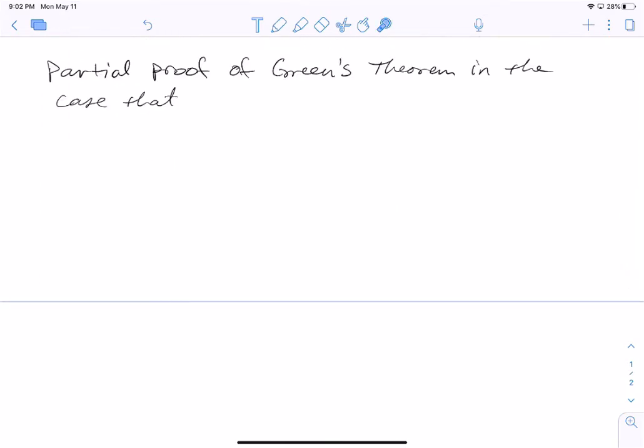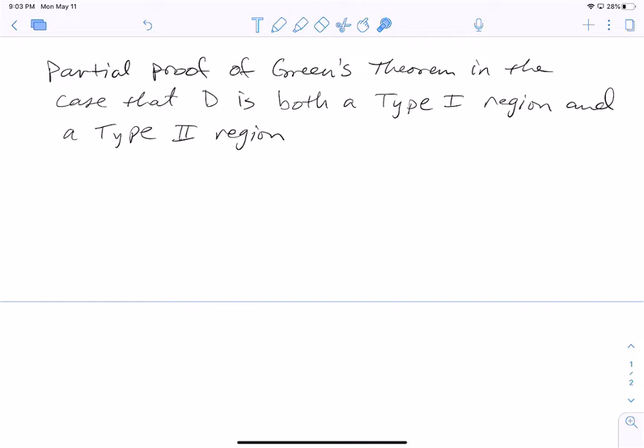We're going to see a partial proof of Green's theorem. And this partial proof is actually only in a special case. It's in the case that D is both a type 1 region and a type 2 region. I'll remind us what that means in a minute. Our author calls that a simple region.